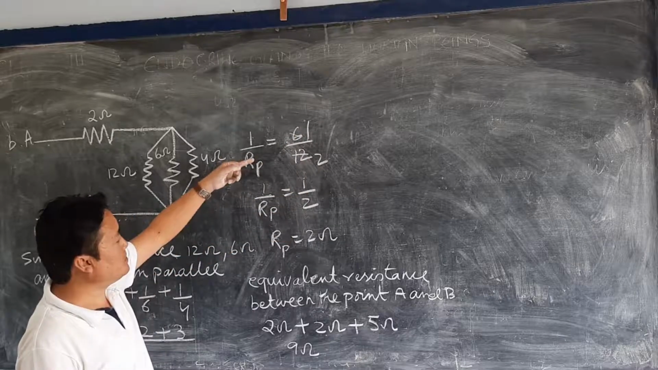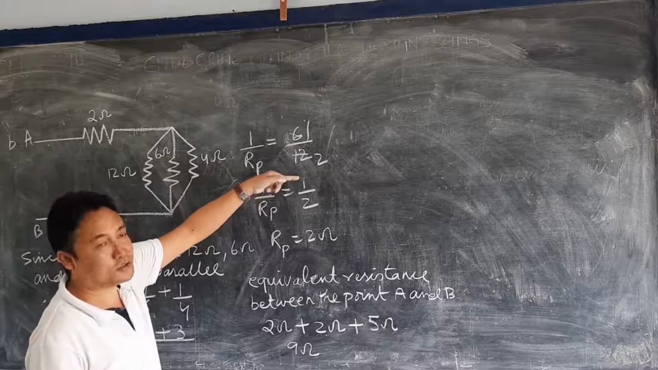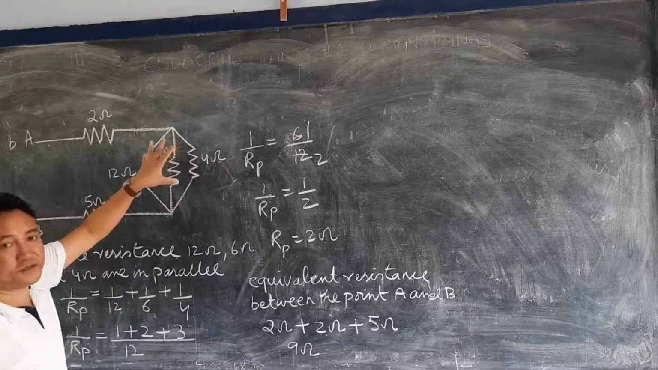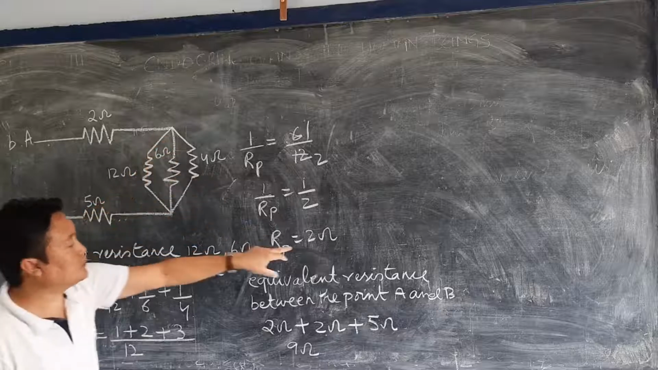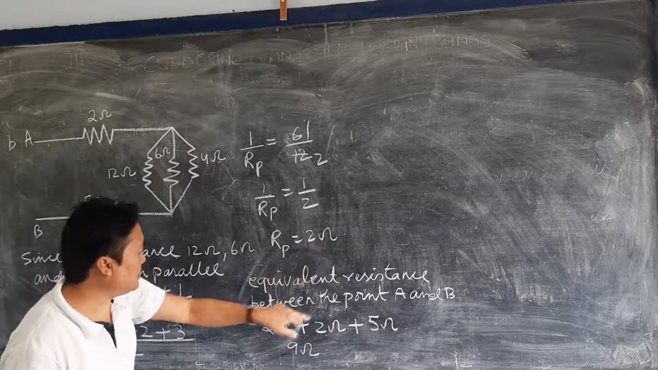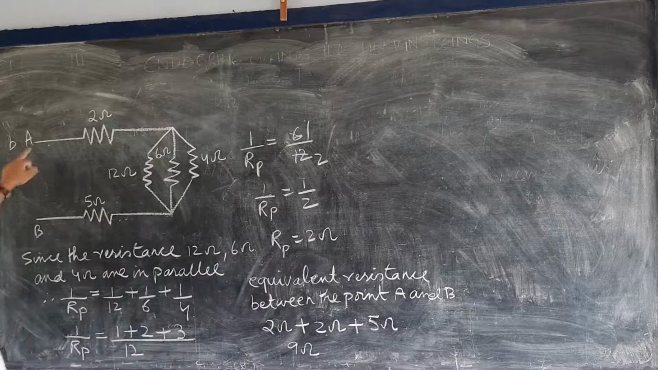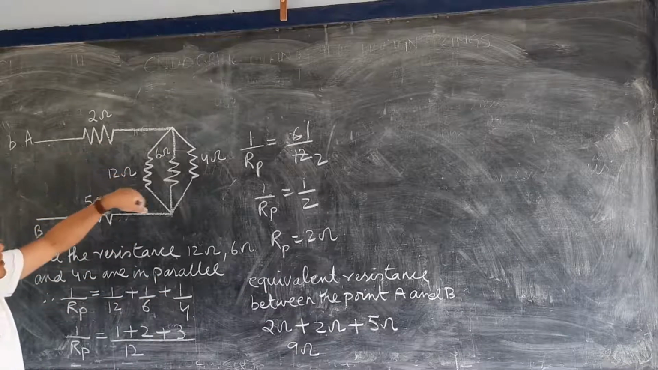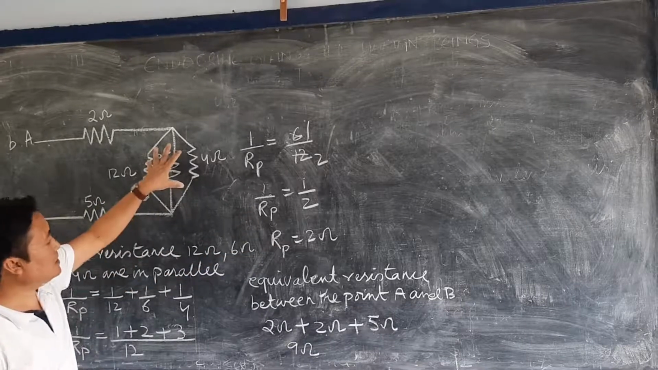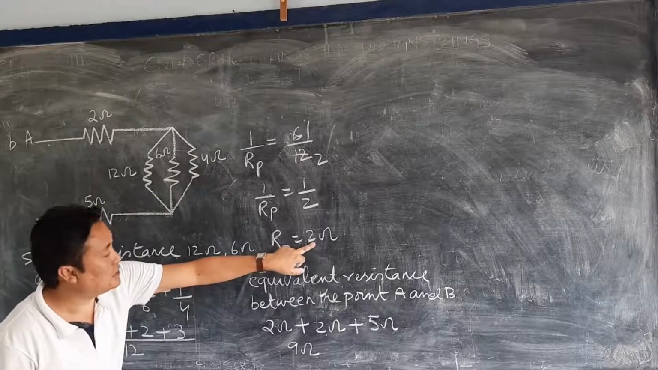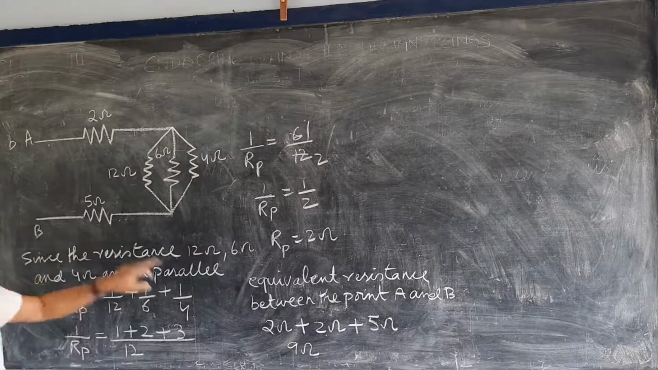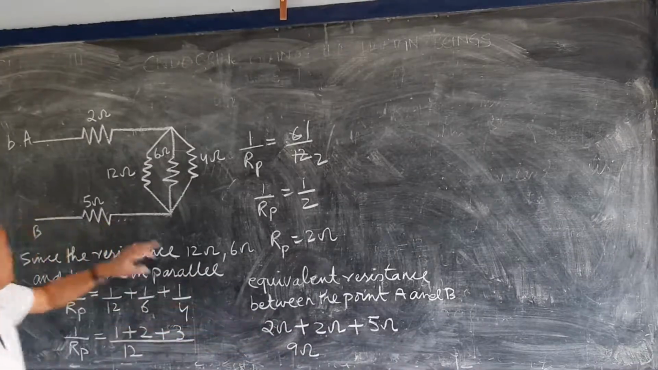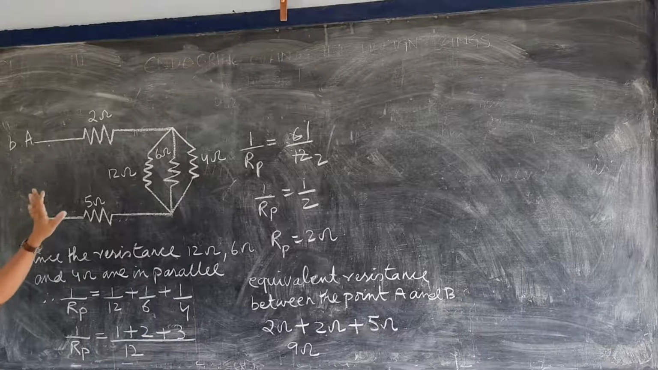Then take Rp to the numerator and the 2 will also go up, so that becomes 2 ohm. So the equivalent resistance of these resistors is 2 ohm. Now you will find the equivalent resistance from point A to B. You write 2 ohm first, then the equivalent resistance of the parallel resistors, which you got as 2 ohm, plus 5 ohm. When you add it, that becomes 9 ohm. So 9 ohm is the equivalent resistance between points A and B.